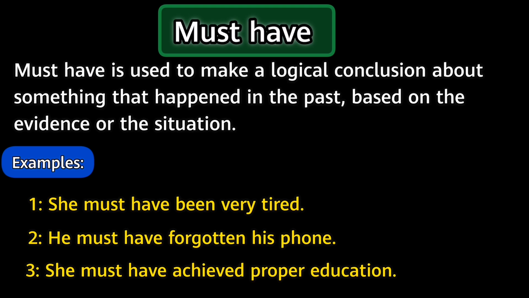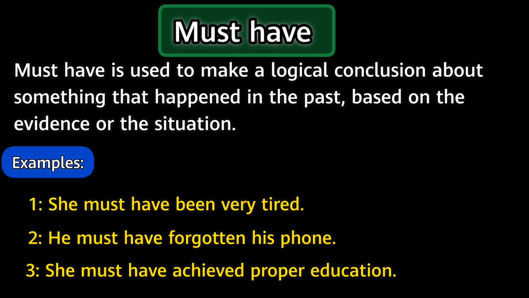She must have achieved proper education. Observe this last example. The expression, must have, is used. Basically, if a girl comes and she talks in such a manner that it seems to us that she appears to have achieved proper education, so we can say, she must have achieved proper education in the past.